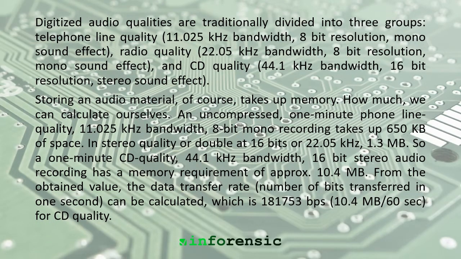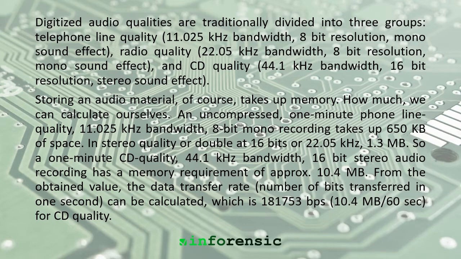Digitized audio qualities are traditionally divided into three groups: telephone line quality, 11.025 kHz bandwidth, 8-bit resolution, mono sound effect; radio quality, 22.05 kHz bandwidth, 8-bit resolution, mono sound effect; and CD quality, 44.1 kHz bandwidth, 16-bit resolution, stereo sound effect. Storing audio material, of course, takes up memory. How much, we can calculate ourselves.